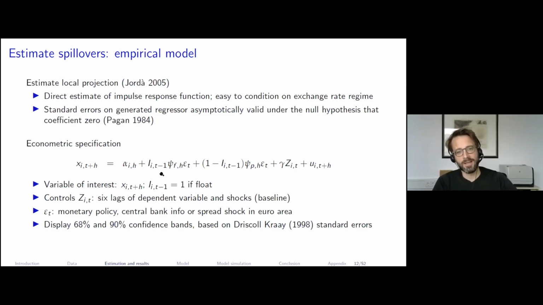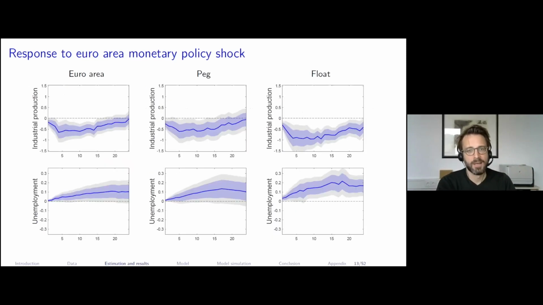Now, the key thing here is this dummy variable, which we set to 1 whenever we look at a pure float. And then this psi F gives us a direct estimate of the impulse response, conditional that the country operates a pure float. And 1 minus that dummy variable would be the rest, the peg and the intermediate, if you want. Okay, that's the setup. Here's the result.